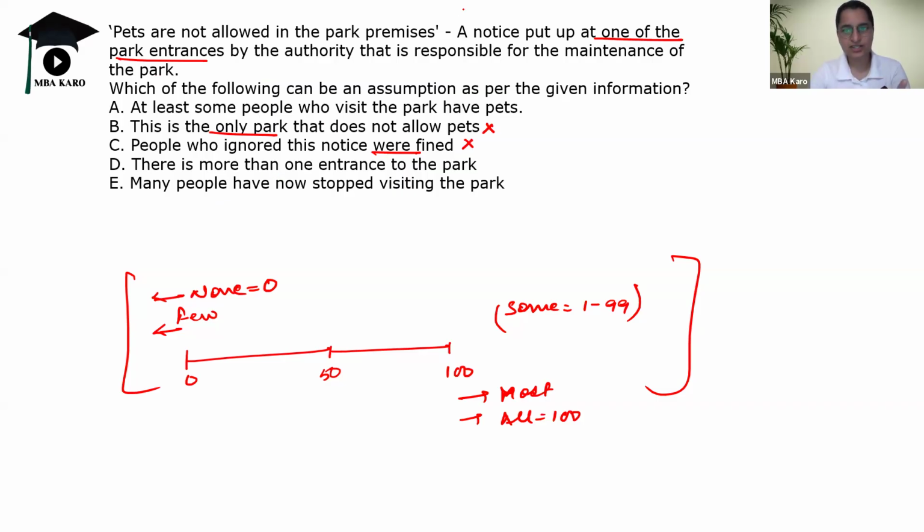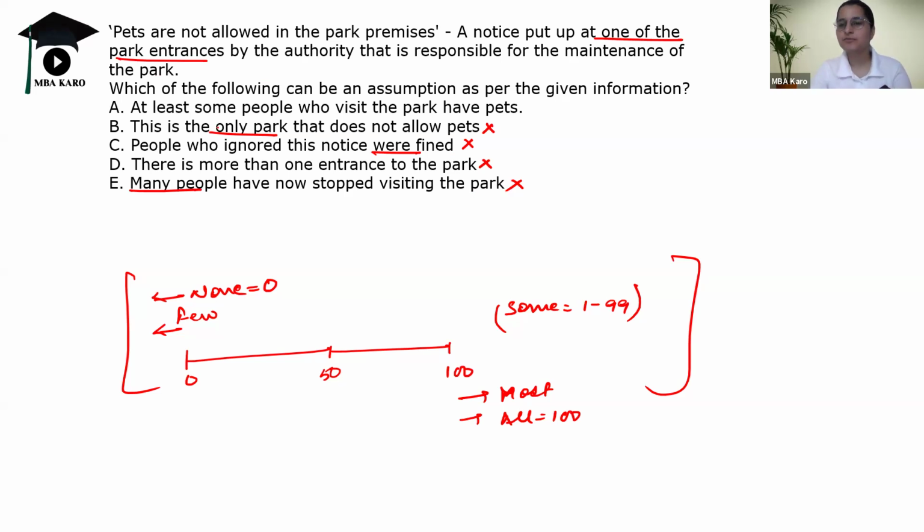Next says, there is more than one entrance to the park. Now, this is not an assumption. It is clearly mentioned here: one of the park entrances. So definitely there is more than one. So, not an assumption. The last one says, many people have now stopped visiting the park. How does this assumption support our statement? It does not. Which assumption supports the statement?